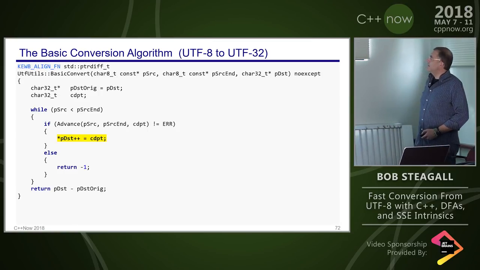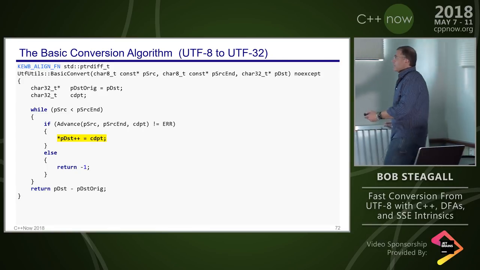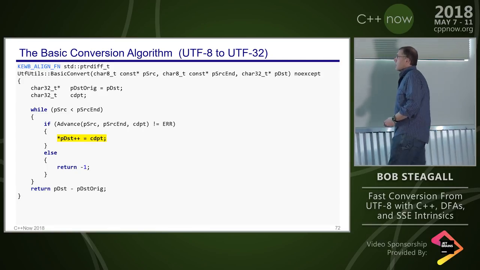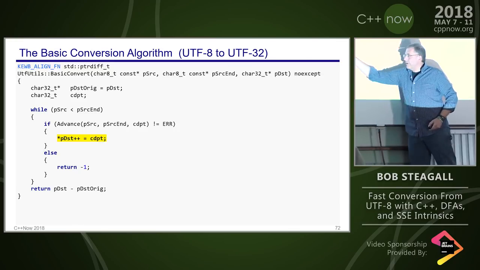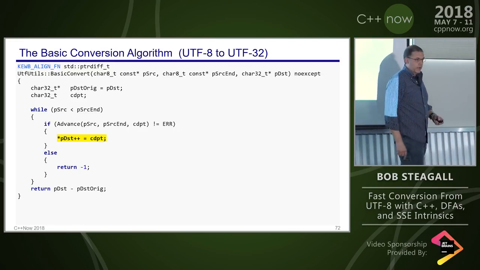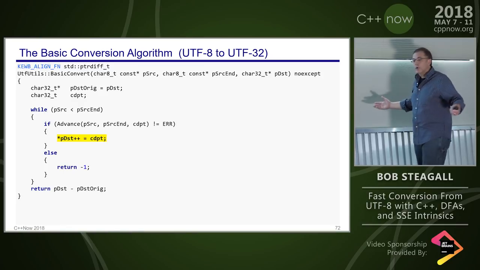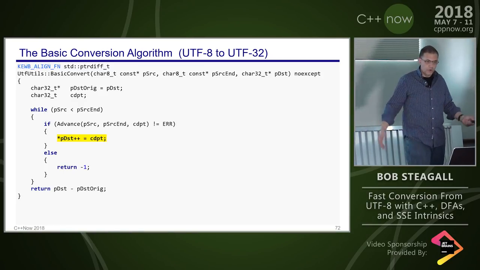All right. And now that I've recognized a code point, I'm going to take that code point value and I'm going to insert it into my output array, my destination array. Okay, how fast is this? Is it worth continuing?